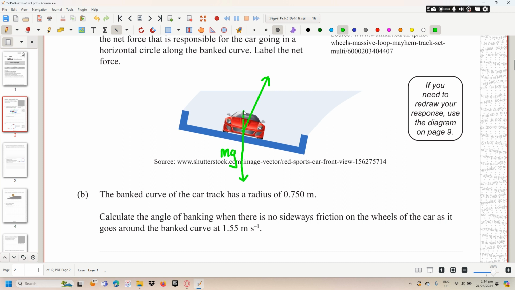Now, this reaction force can be split into two components. Ignore the not very straight lines. The vertical component is equal to mg because the car is not moving vertically, and the angle of the banking is theta degrees, and this angle here is also theta degrees. And to use some trigonometry, this horizontal component is mg tan theta.